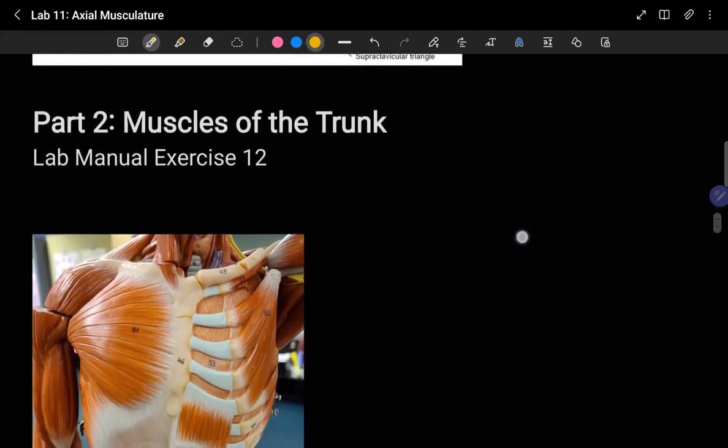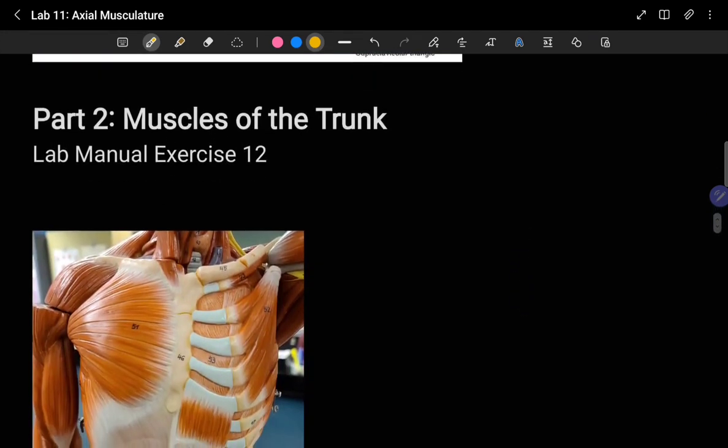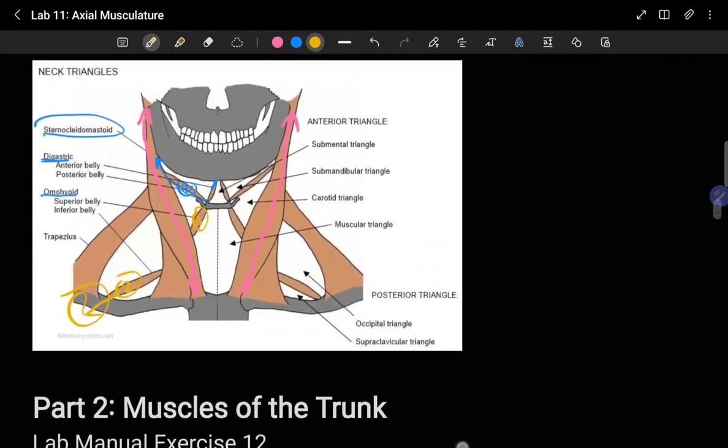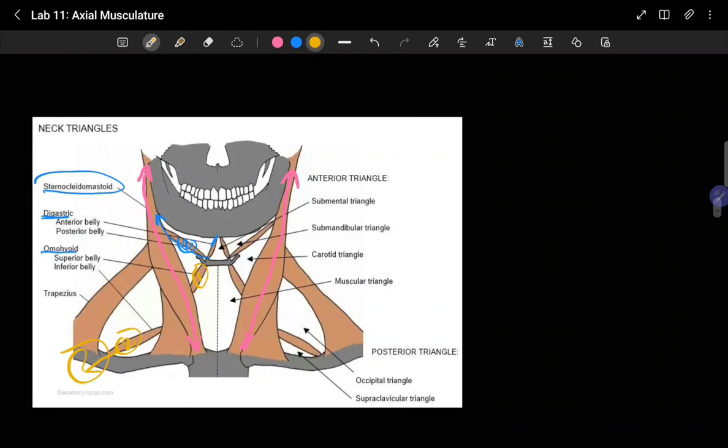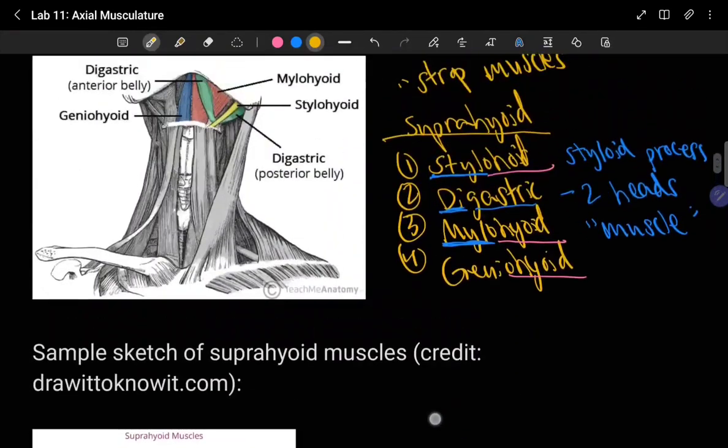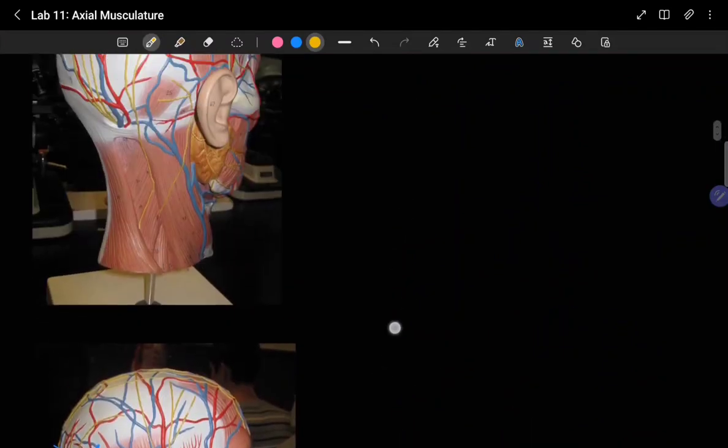Okay, so that is it for neck muscles. I don't want to overwhelm you too much. Let's just talk about what would be realistic to ask on the lab exam, because a lot of these muscles we can't see so clearly. Things like omohyoid are really small. So let's go back to our model here.